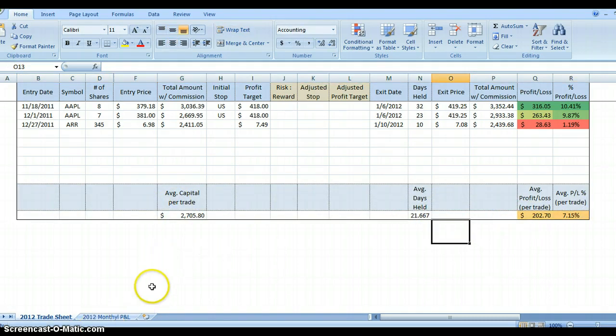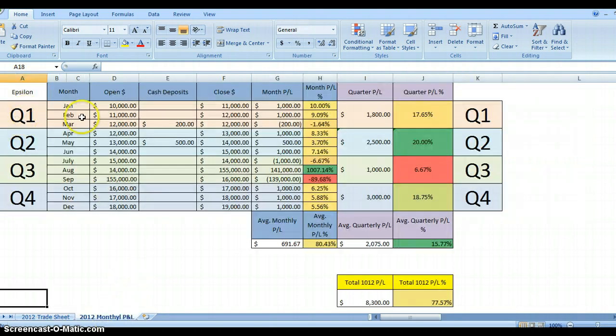Then I'm going to show you real quick. I'm not going to go into too much detail on this next tab here, but this is our monthly and quarterly profit and loss. I just filled this in real quick with some random numbers. So let's just look here at January, maybe just the first quarter, since this is heavily populated, kind of intimidating looking at first glance.